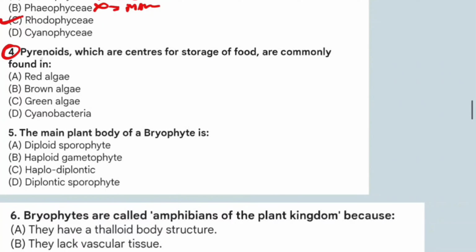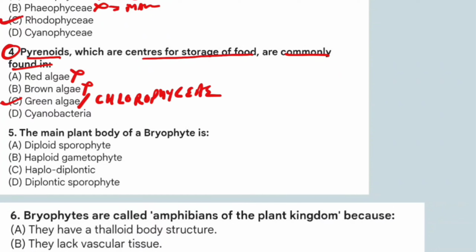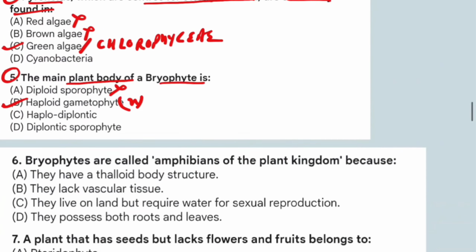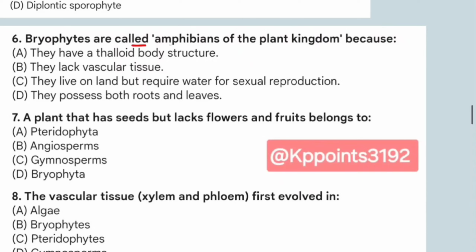Now question number 4. Pyrenoids, which are centers for storage of food, are commonly found in red algae? No. Brown algae? No. Green algae? Yes. Green algae are also known as Chlorophyceae. Question number 5. The main plant body of Bryophyta is a diploid sporophyte? No. Haploid gametophyte? Yes. Question number 6. Bryophytes are called amphibians of the plant kingdom because they have a thalloid body structure? No. They lack vascular tissue? No. They live on land but require water for sexual reproduction? Yes. That's why they're known as amphibians of the plant kingdom.